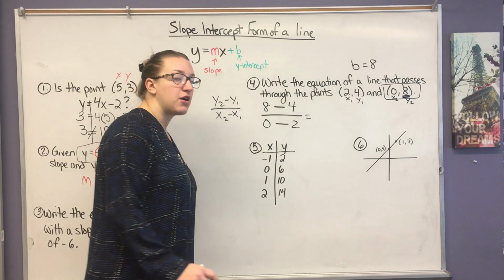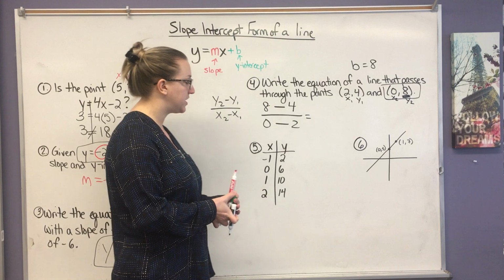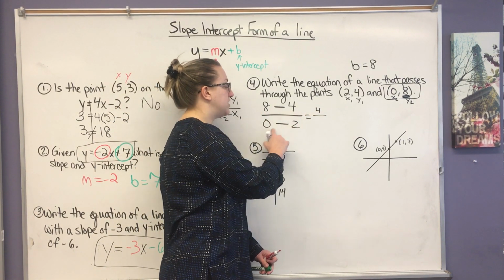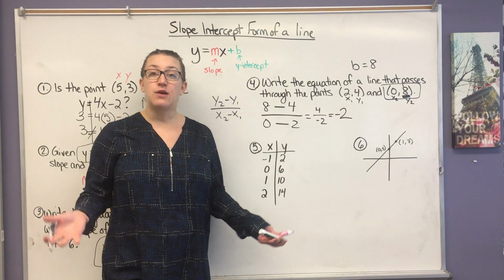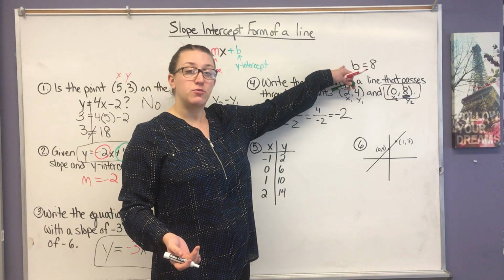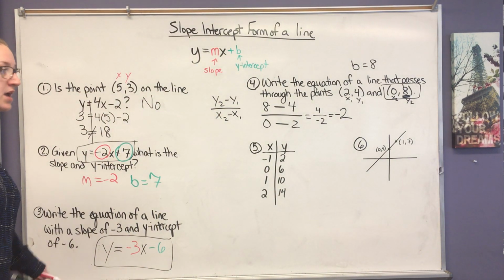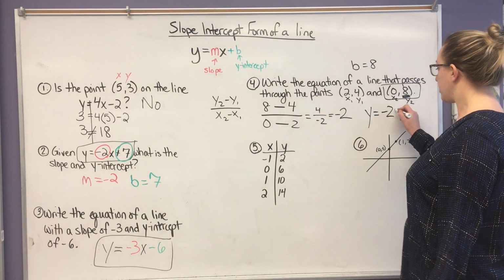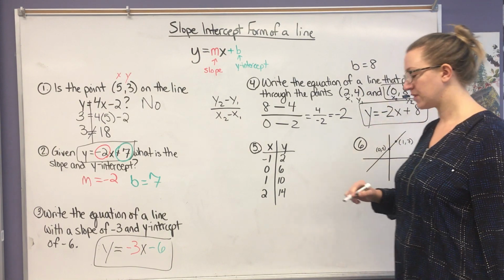So either put this in the calculator with alpha y equals enter as the shortcut to get a fraction in the calculator, or just do the math. 8 minus 4 is 4. 0 minus 2 is -2. Here is our slope. Now we just have to write the equation of a line. I have slope, which is m, and I have b, which is my y-intercept. Plug in the same way we did for number 3. So here we go. y equals -2 for slope, and then plus 8 for the y-intercept.